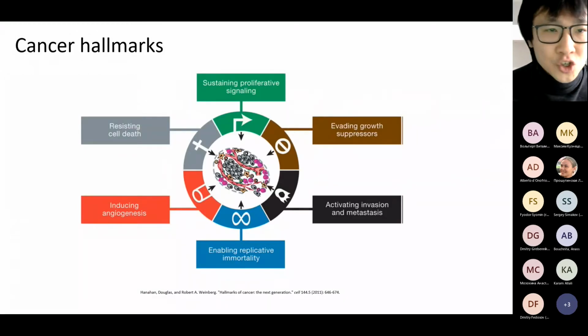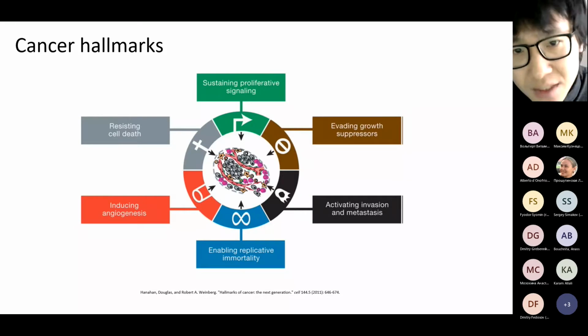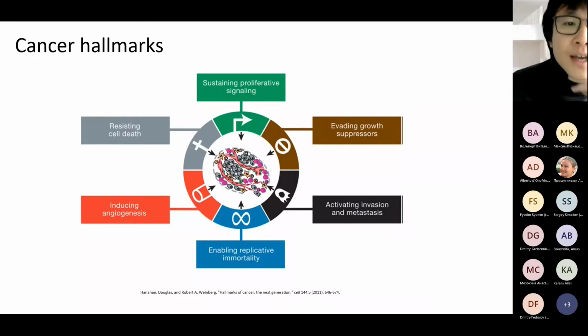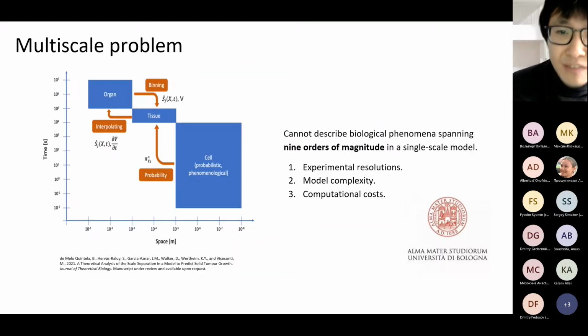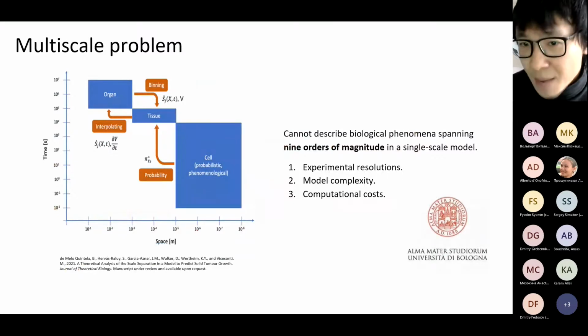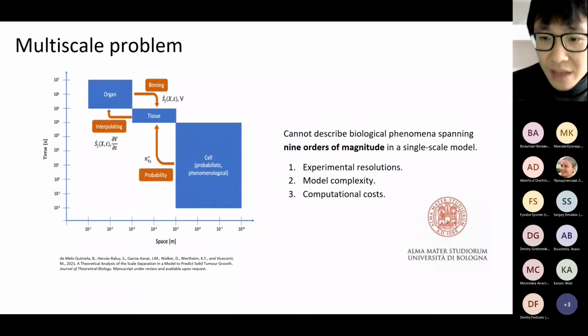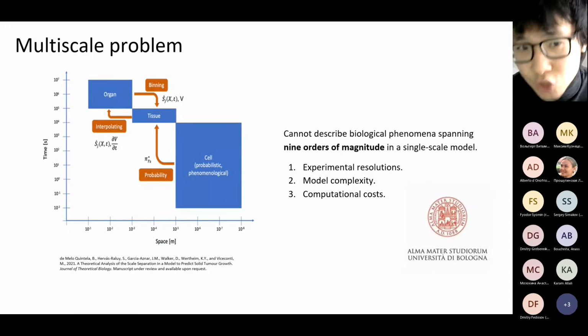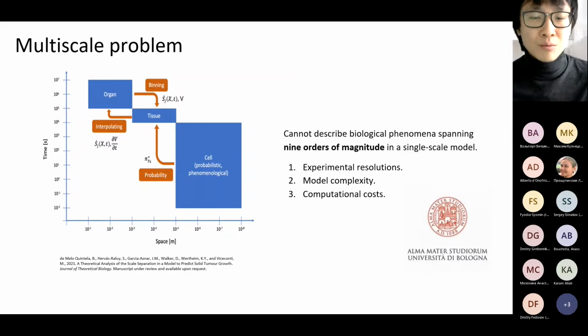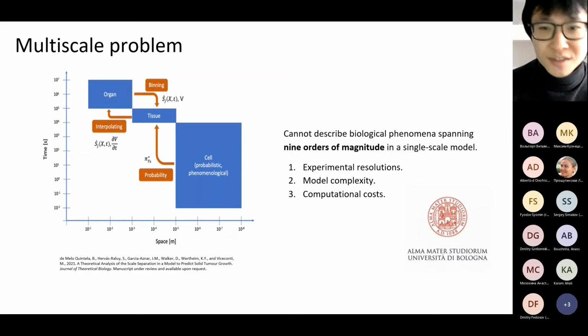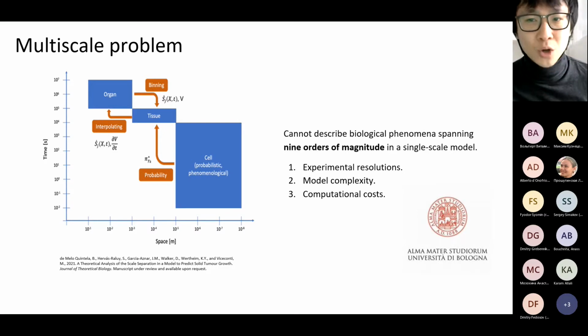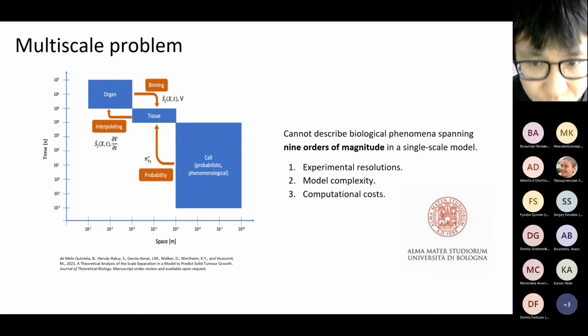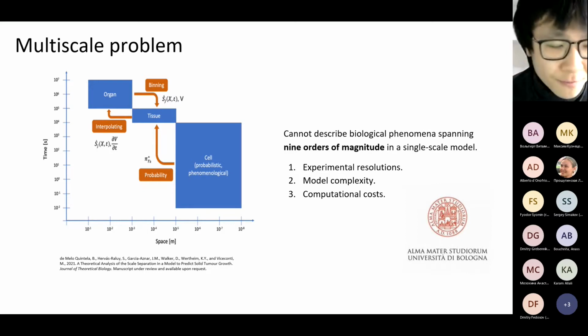Here, I show you the hallmarks of cancer. There are many, such as sustained proliferation, resistance to apoptosis, and modification of the microenvironment. These biological phenomena span 9 orders of magnitude in time and in space. My colleagues in Italy have looked at this problem. They did a literature review and wrote down the scales, and their conclusion is 9 orders of magnitude. And I can tell you it's impossible to write down a model, say, using partial differential equations, to cover 9 orders of magnitude, for 3 reasons.